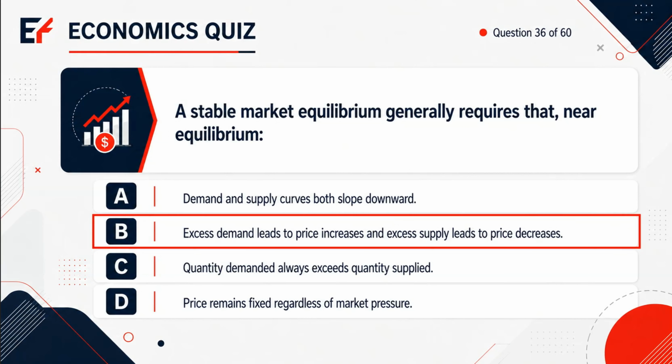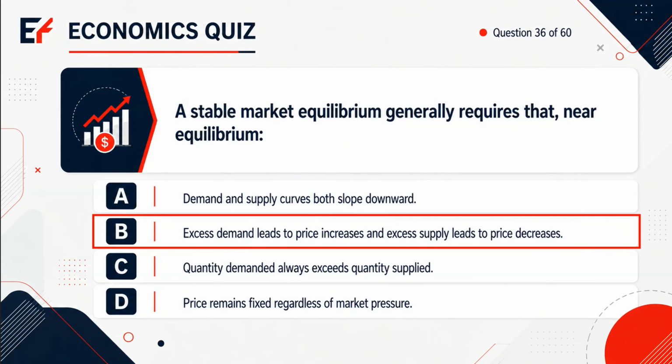A stable equilibrium needs price movements that push the market back toward balance. When there is excess demand, buyers compete for limited goods, so price tends to rise. When there is excess supply, sellers lower prices to clear unsold stock. Option B is correct because these adjustments reduce shortages and surpluses.